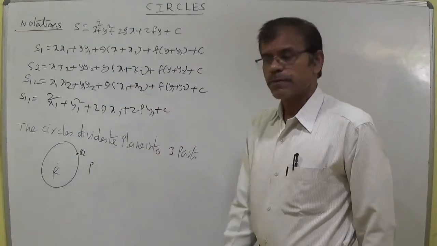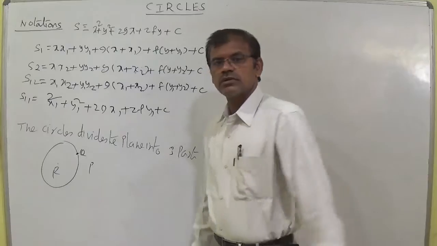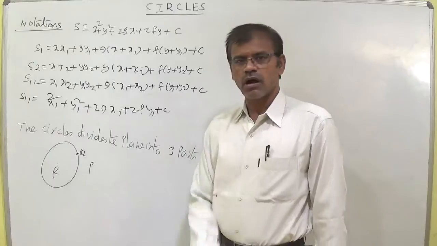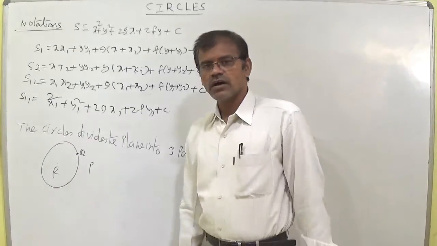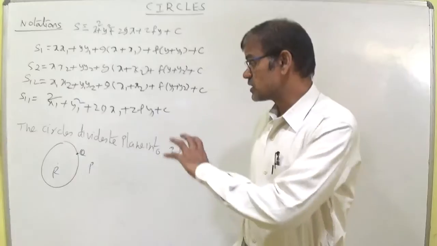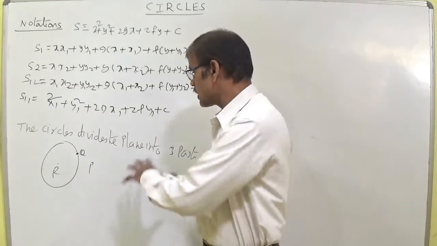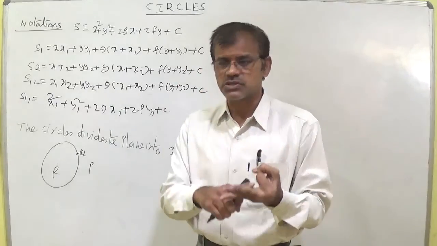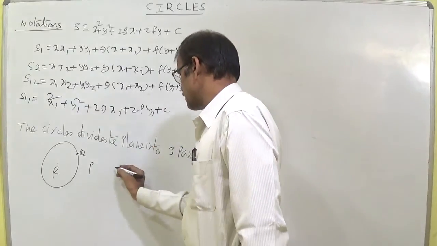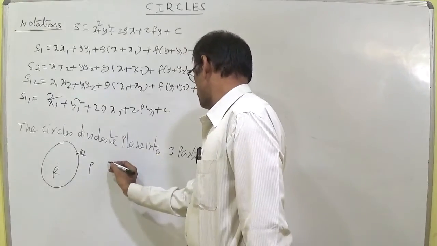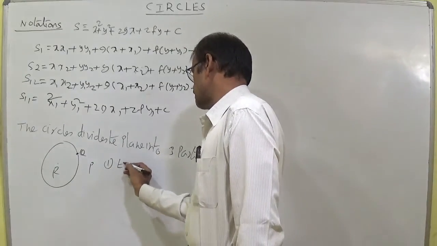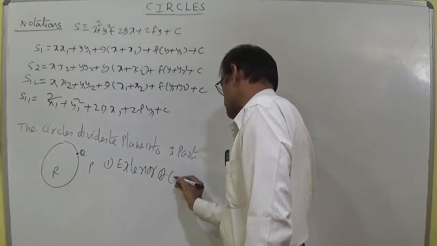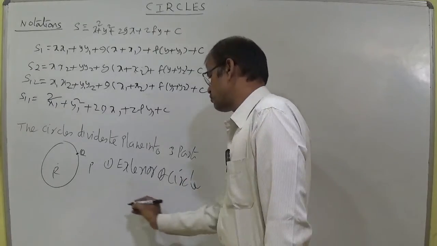So what did you observe? The point P is outside of the circle. The point Q is on the circle. The point R is inside the circle. So the circle is dividing the plane into three parts: first one outside, second one on the circle, third one inside. I am writing here like this. That is three parts. First one, exterior or outside of the circle. Example P.